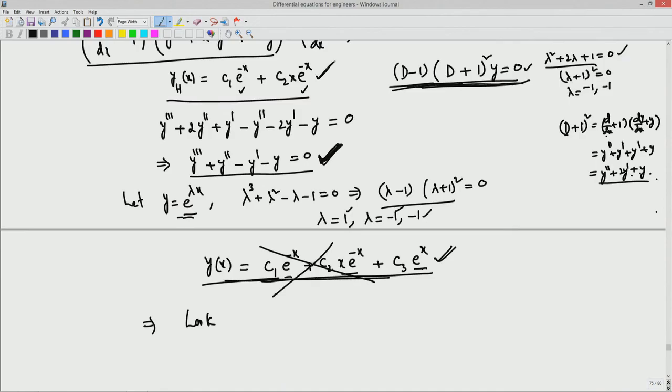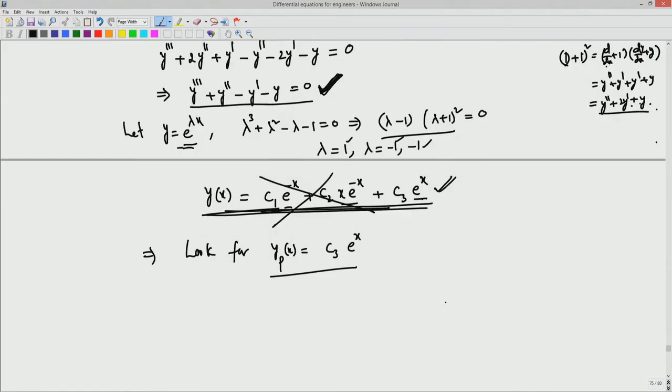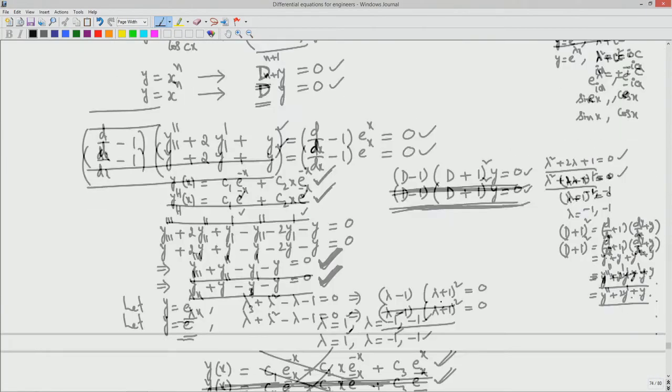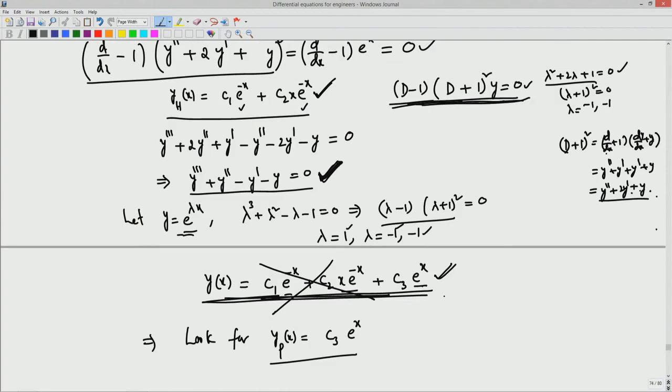So you remove this yh from this general solution. That's what I did. Then you look for yp. Your yp should be in this form, C3 e power x. So this is the procedure. Now you substitute this into the equation. Your equation is y double dash plus 2y dash plus y equal to e power x.